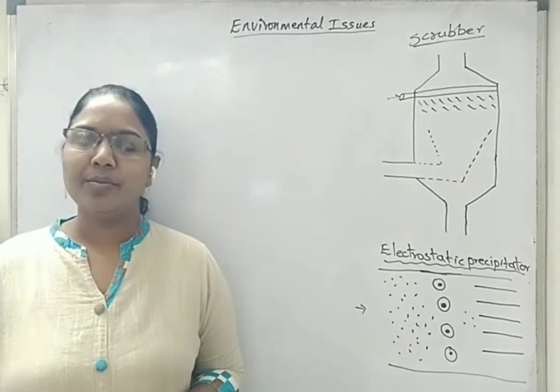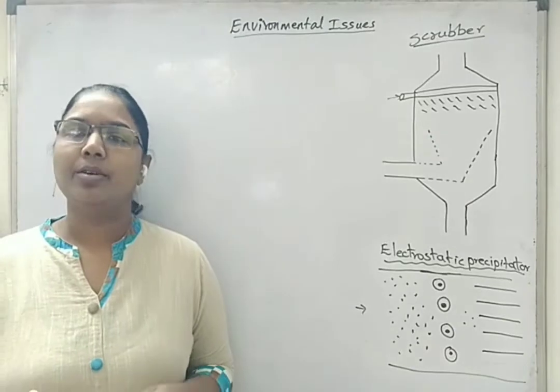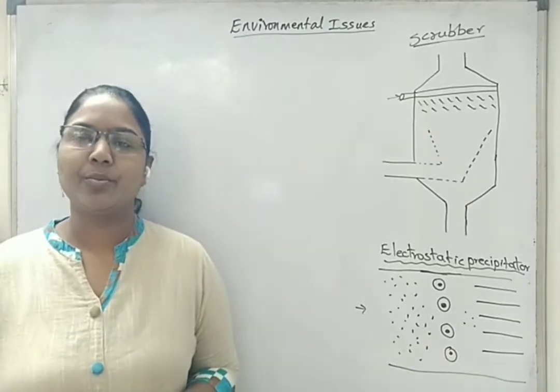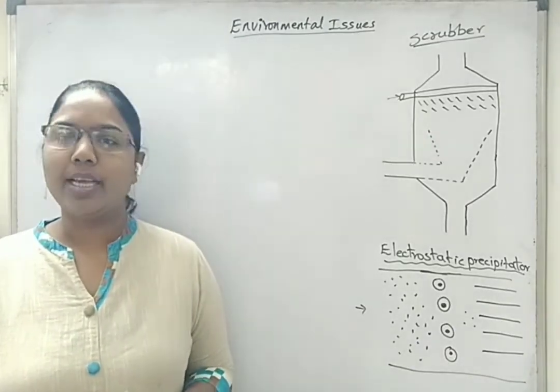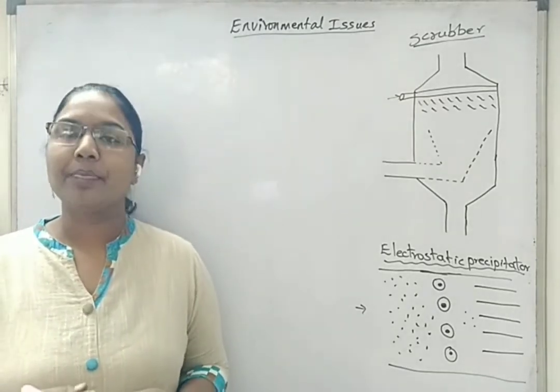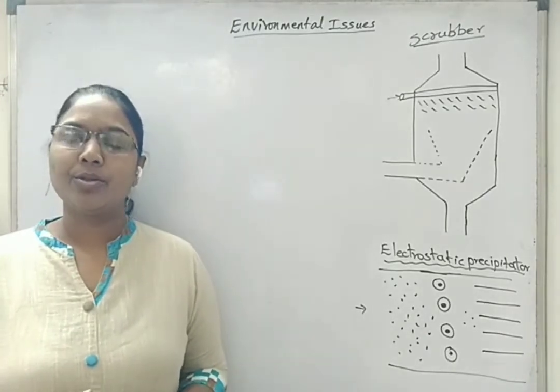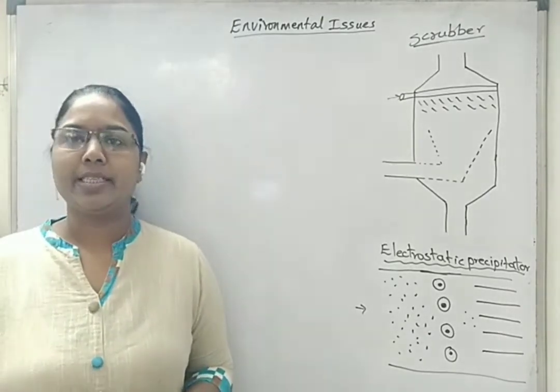Hello students, now we will start with another topic in the environmental issues chapter of the class 12th NCERT textbook, about how to control air pollution. Here we use different types of devices like scrubbers, catalytic converters and also electrostatic precipitators.